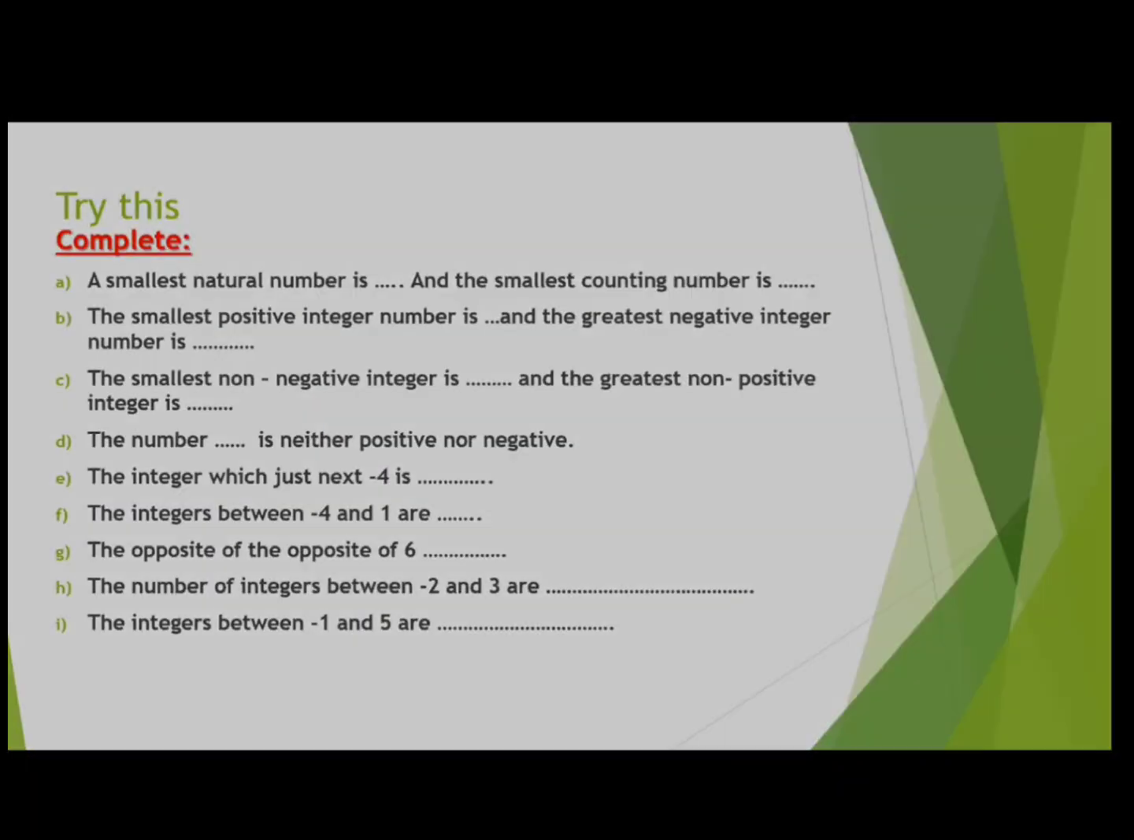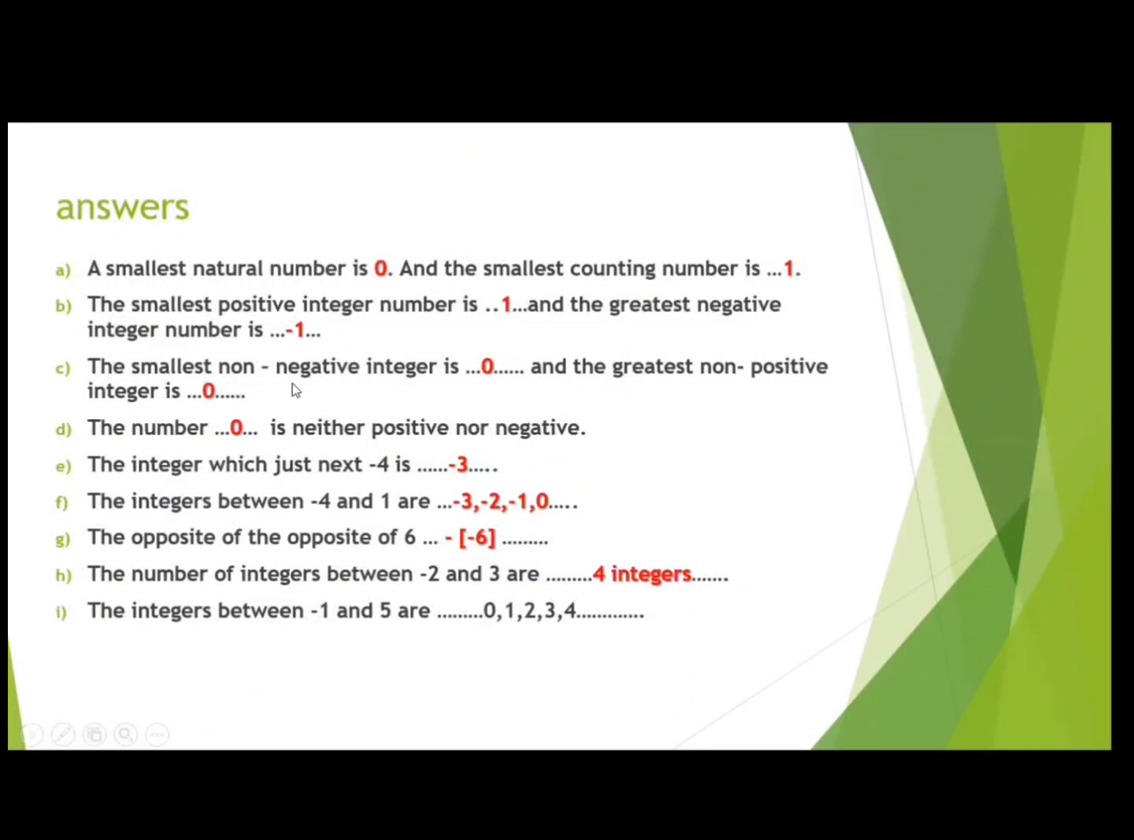Try this. The answers: number A, the smallest natural number is 0. We said that the natural numbers are 0 and the counting numbers. So 0, 1, 2, 3, 4, 5, and so on. The smallest one is 0. And the smallest counting number, when we count anything, chocolates, sweets, cupcakes, pens, we start counting 1, 2, 3. So the smallest number is 1. The smallest positive integer is 1, after 0. And the greatest negative integer is -1. The smallest non-negative integer: we said if it's non-negative, it could be 0 or positive. So the smallest one is 0. And the greatest non-positive integer is 0.